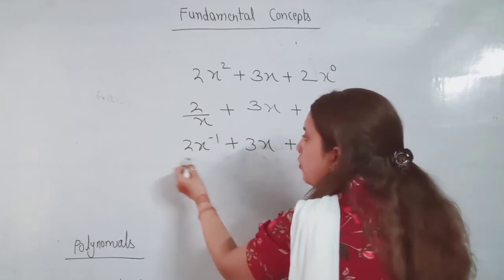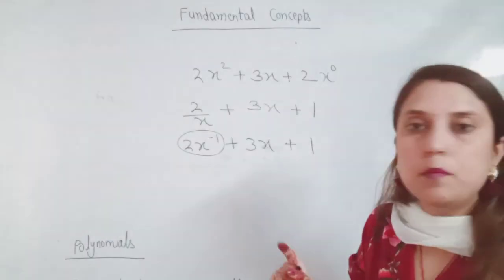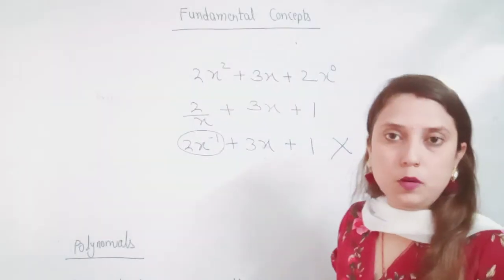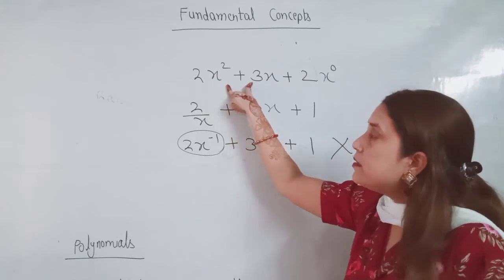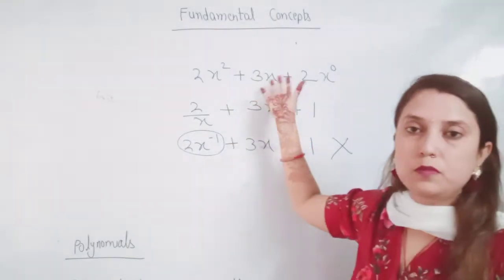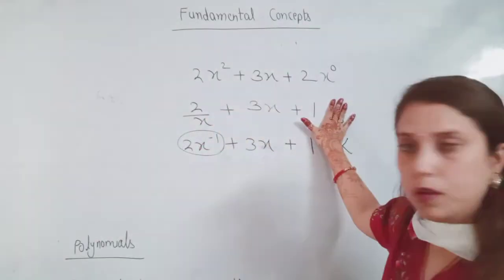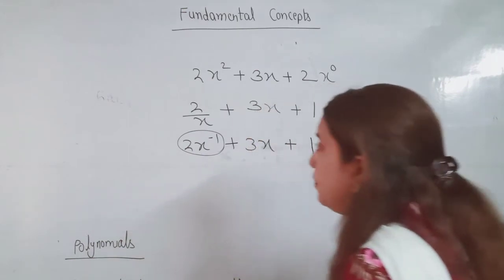Here the degree of the variable is minus 1, and minus 1 is not a whole number. So this expression is not a polynomial. How to check for a polynomial? If the degree of the variable is a whole number, the given expression will be a polynomial, otherwise it is not a polynomial.